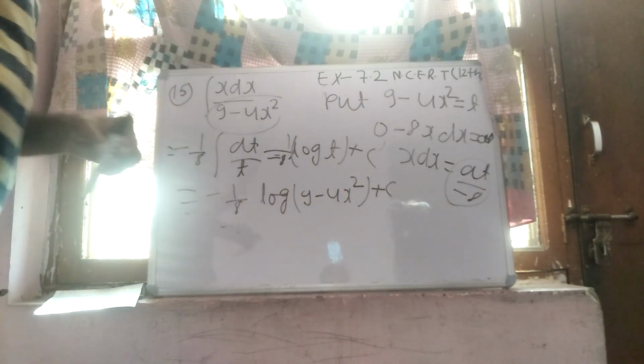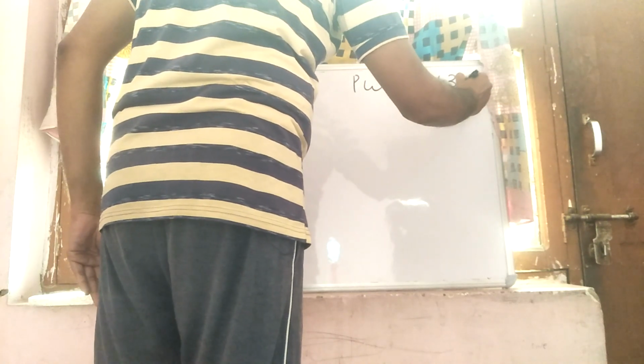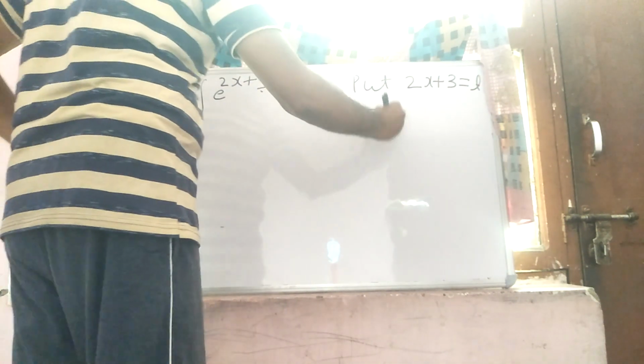The next question, number 16, is e to the power 2x plus 3 into dx. We have to substitute: put 2x plus 3 equal to t. So 2 into dx equals dt, and dx equals dt upon 2.